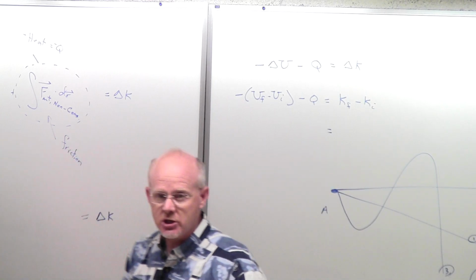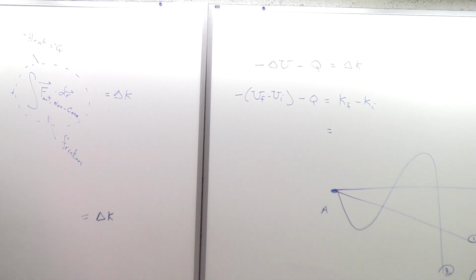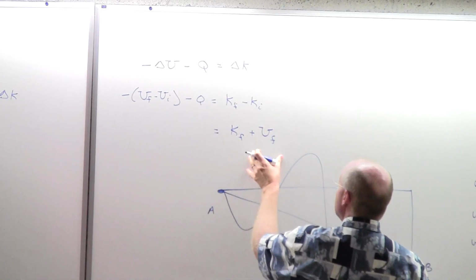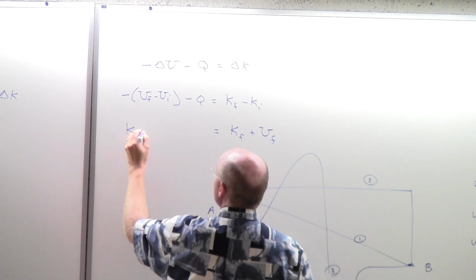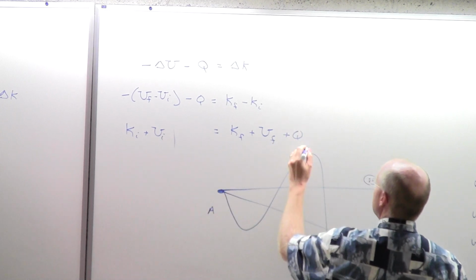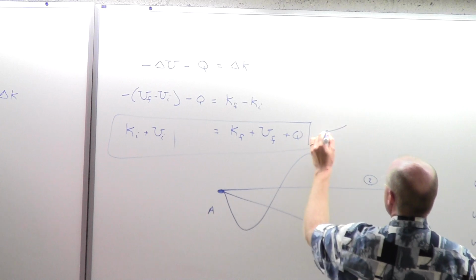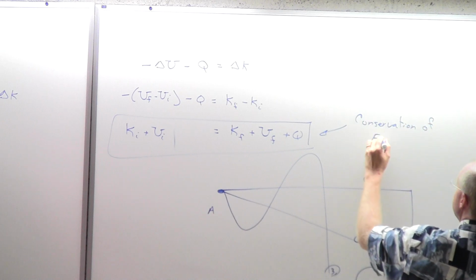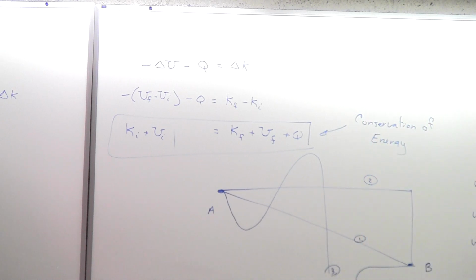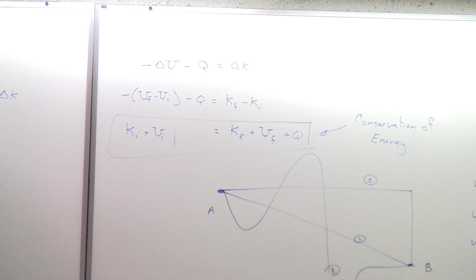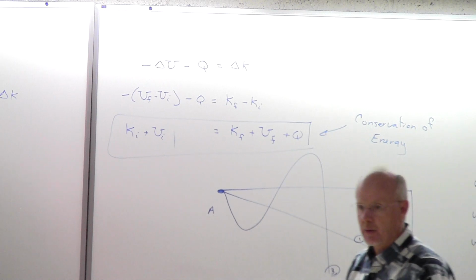You wouldn't be this far in your education if you hadn't heard the word conservation of energy. But it begins to show here, where it says the final kinetic plus the final potential energy is equal to the initial kinetic plus the initial potential, and then plus heat. And so this is our conservation of energy statement. This is saying that, take whatever energies you start with, that has to equal whatever energies you end with.